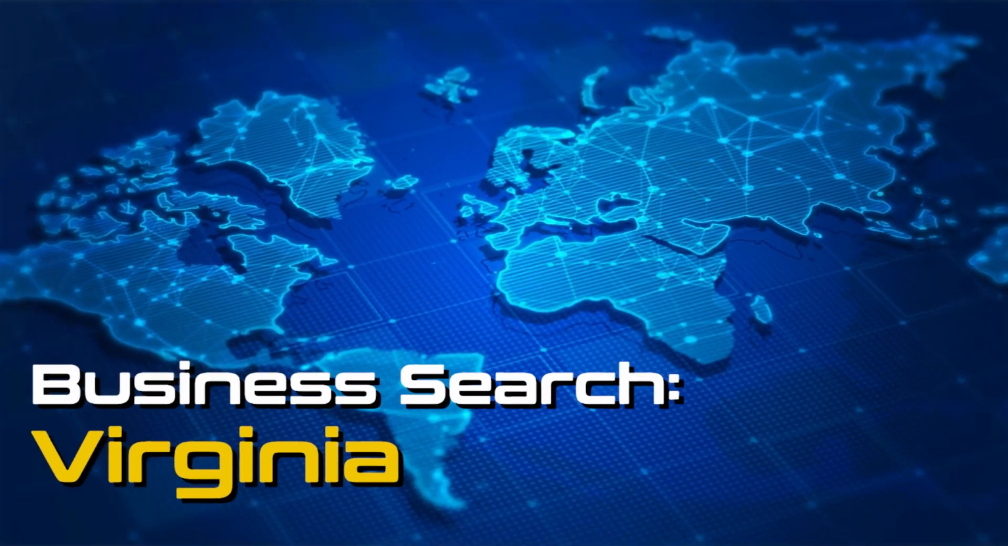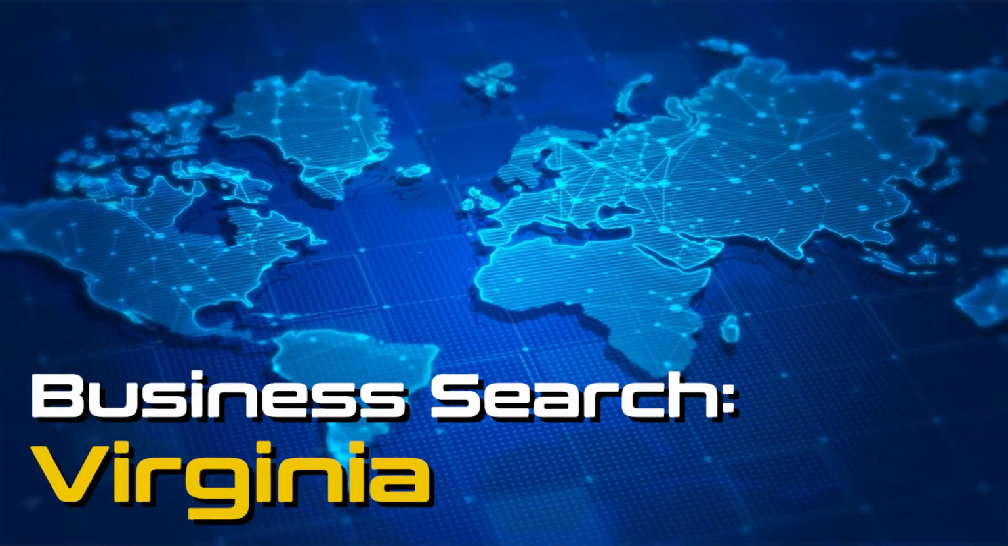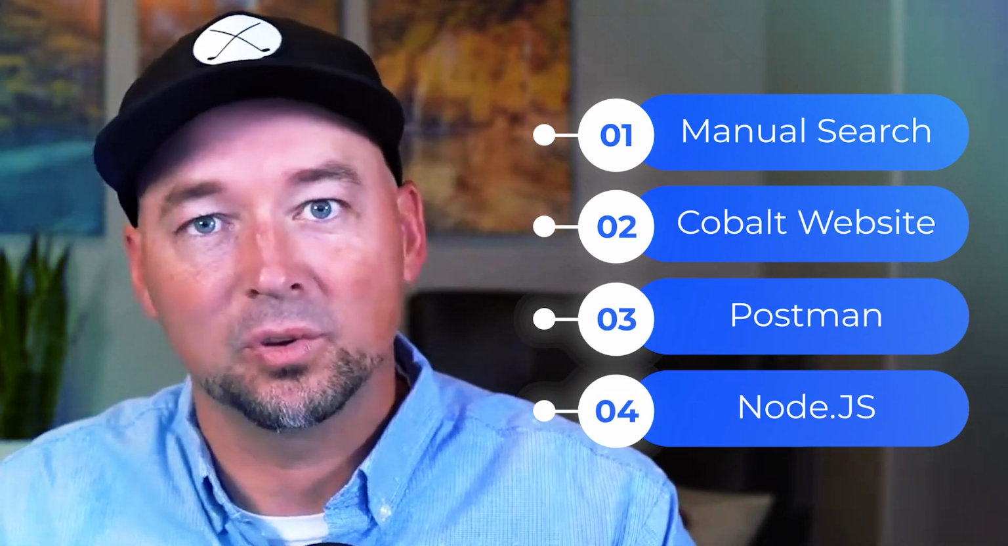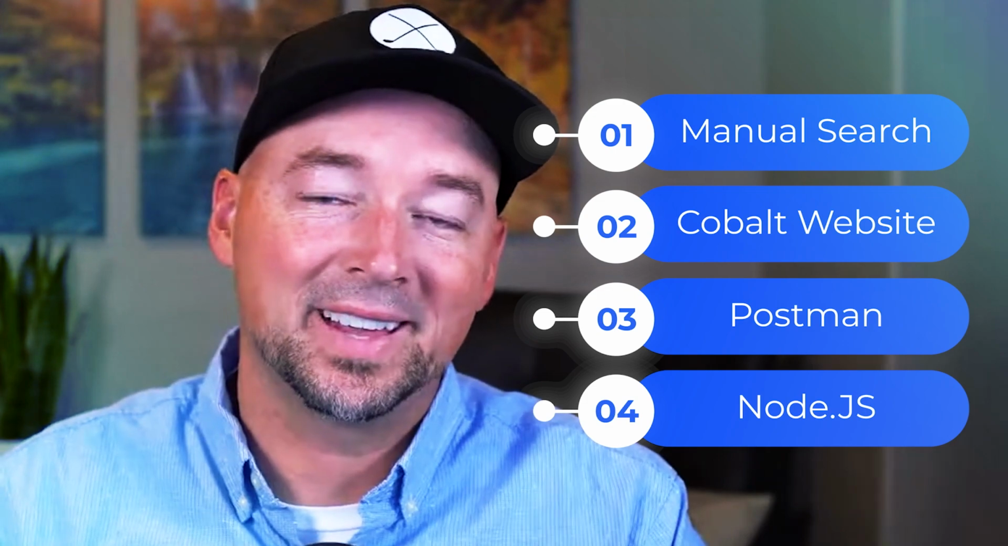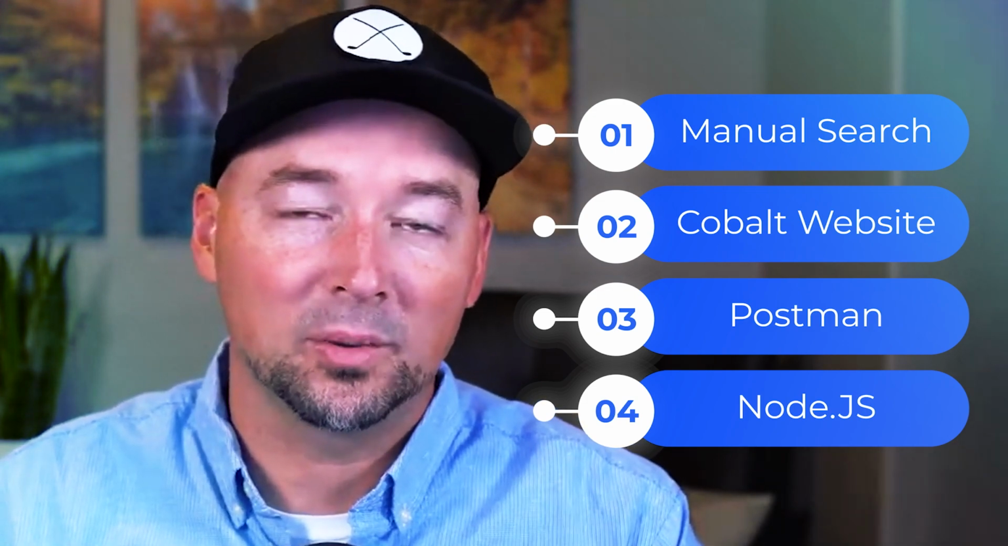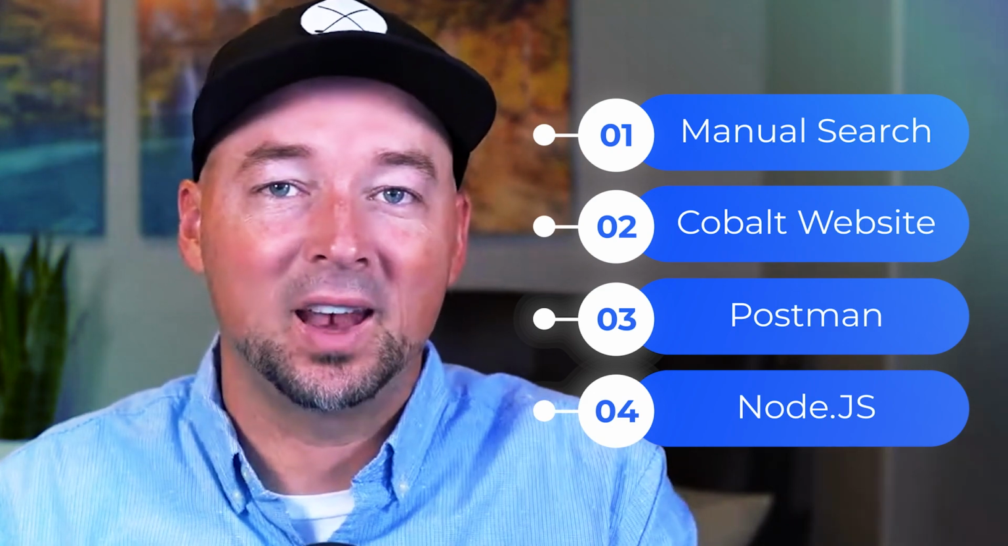We're going to Virginia today. If you are searching for businesses in the Virginia area, there's a place called the Virginia Secretary of State, and you can go there and search for businesses. We're going to show you how to do that with their official website, and we'll have the link for that in the description. We're also going to show you how to get this data via API. That means with Postman, and also with a JavaScript SDK that will allow you to get this data in an automated fashion.